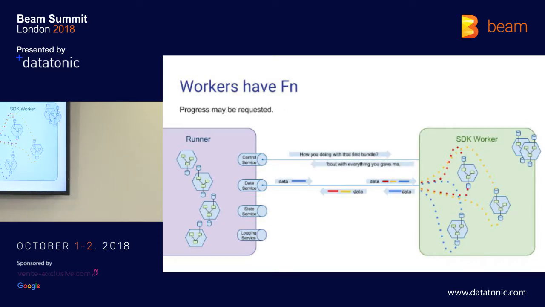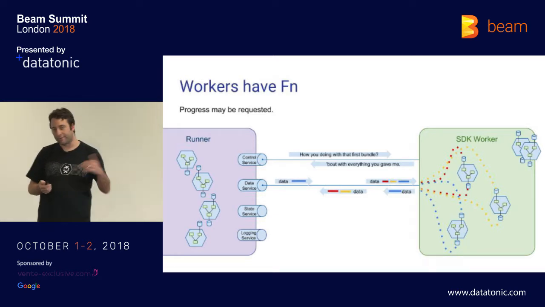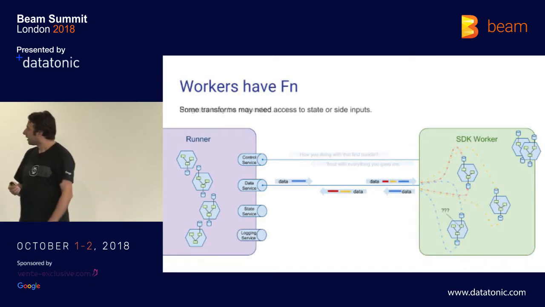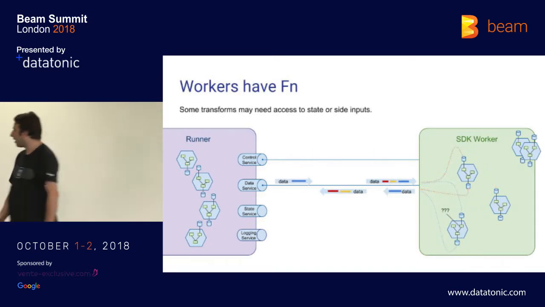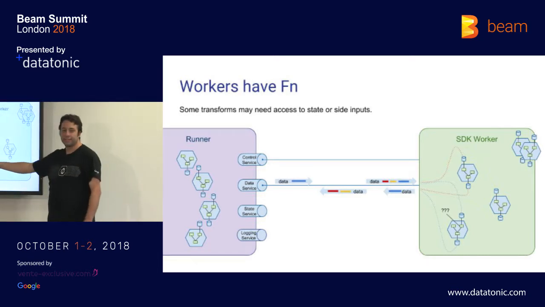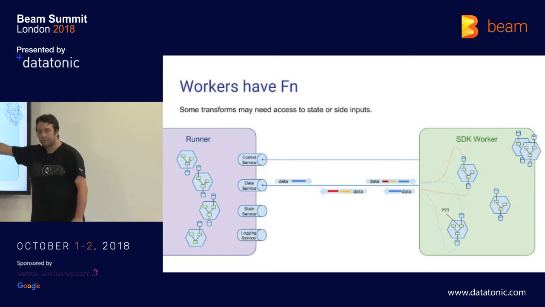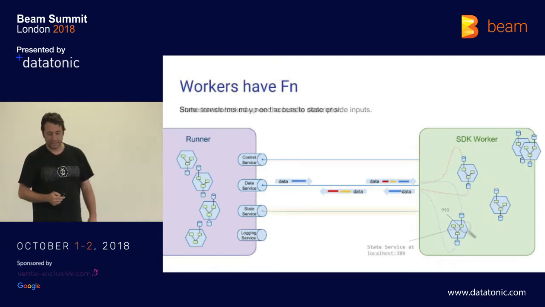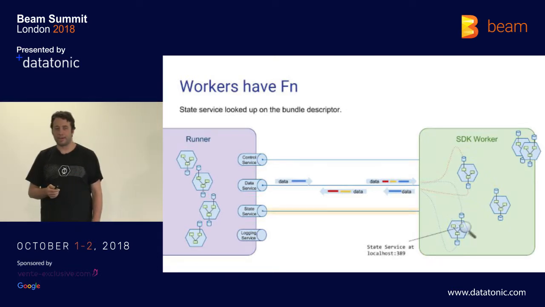The runner might request progress. So I can say, how's this bundle doing? And you respond with, whatever. There's some standard progress messages for every bundle. Likewise, some things might require inputs. So this state right here might say, I need to know some state that didn't come along the data plane because it's infrequently accessed. So you open up this channel to the state API.